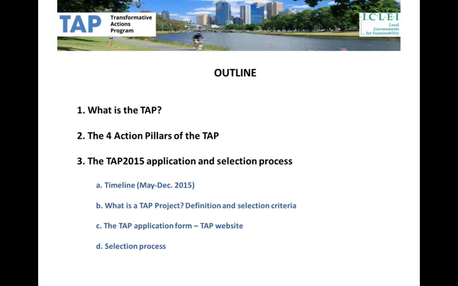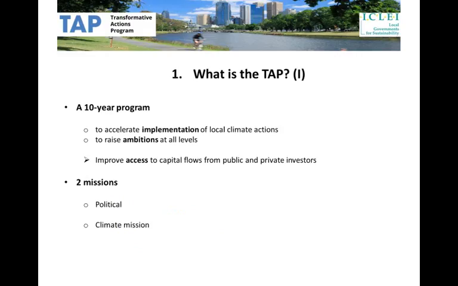So to start, let's talk about what is the TAP. The TAP is a 10-year program, the purpose of which is to accelerate implementation of local climate actions of local and subnational governments, in the crucial pre-2020 and post-2020 phases, and also to raise ambitions at all levels of government. So that is not only local and subnationals, but also, of course, national and international.